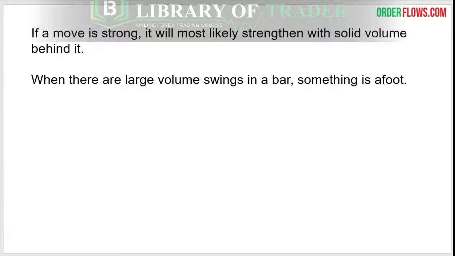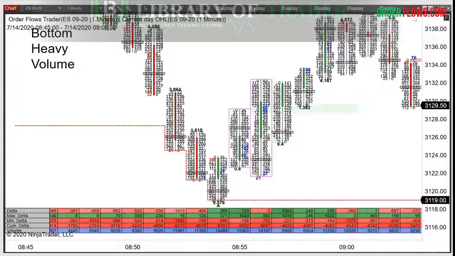Now, if a move is strong, it will most likely strengthen with solid volume behind it. And when there are large volume swings in a bar, something is afoot. And what do I mean by volume swings? What I'm talking about is when it goes from max delta to min delta, depending on where we are.